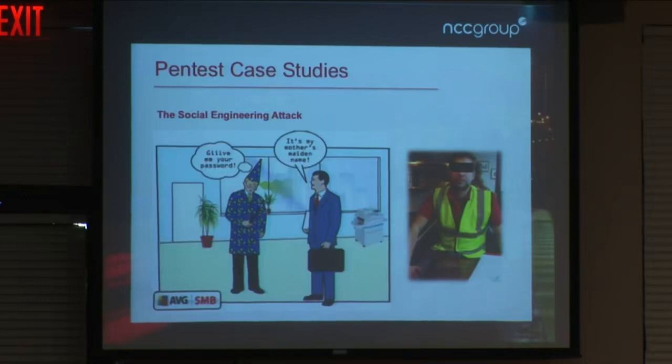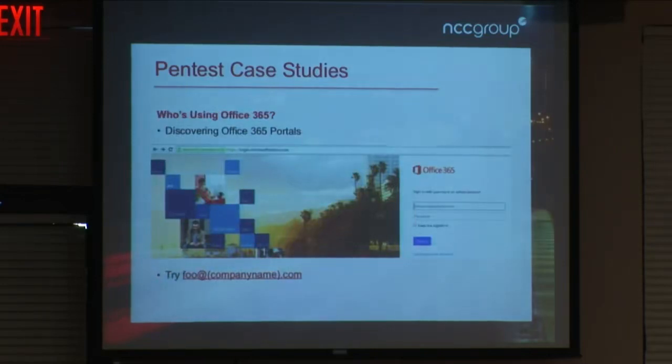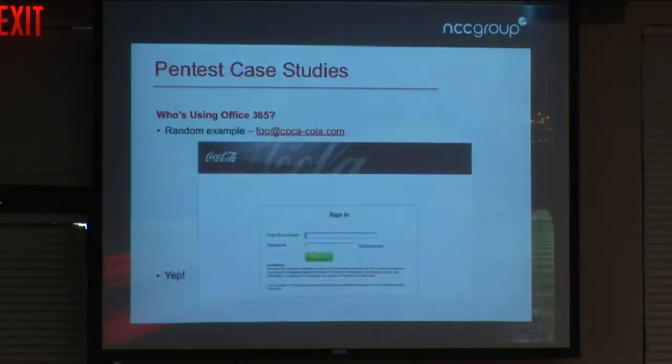Well, Office 365. This is the Office 365 logon portal, right? How do you know if a company's using Office 365? Well, this portal will tell you. It's fantastic, right? You just try foo, at, and some domain name in the user, and then you hit tab, and then it will take you to that company's portal if they use Office 365. Done deal. If they don't, it'll give you an error message, right? Random example, picking on Coca-Cola for no reason. Yes, they use Office 365.